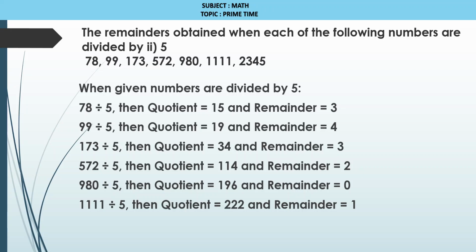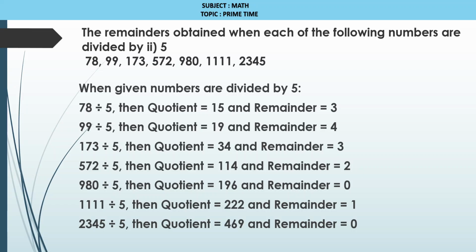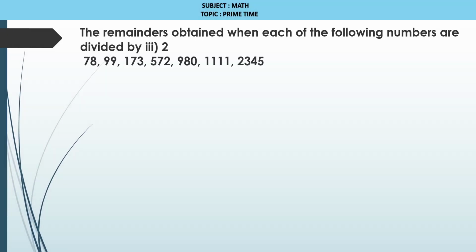1111 divided by 5, quotient is 222 and the remainder is 1. 2345 divided by 5, then the quotient is 469 and the remainder is 0. Page turnover, to check the divisibility by 2.